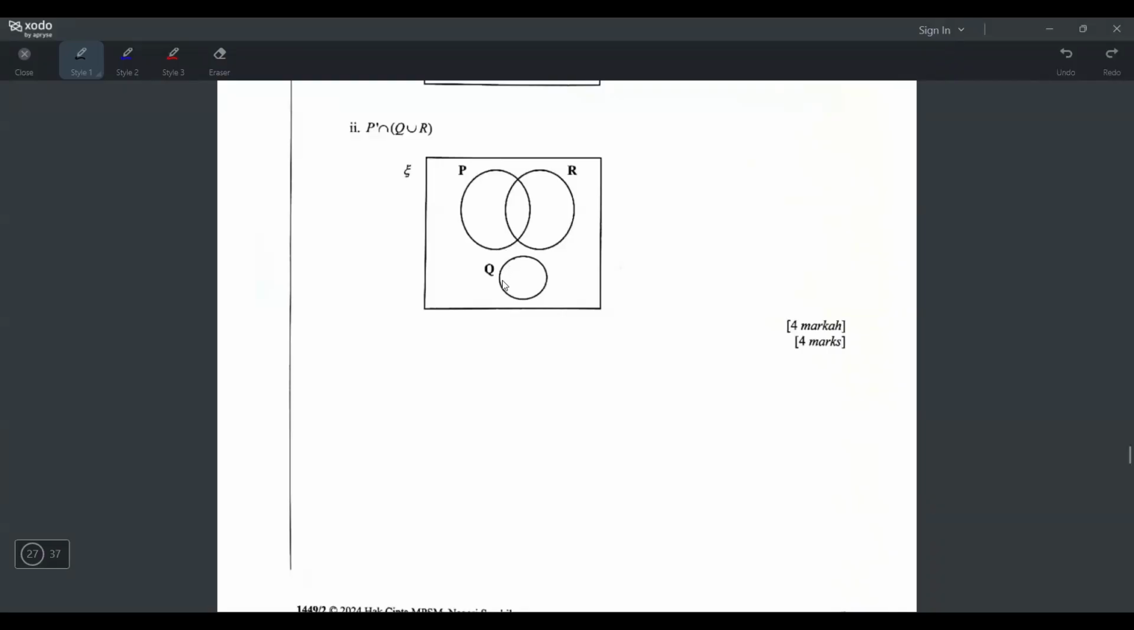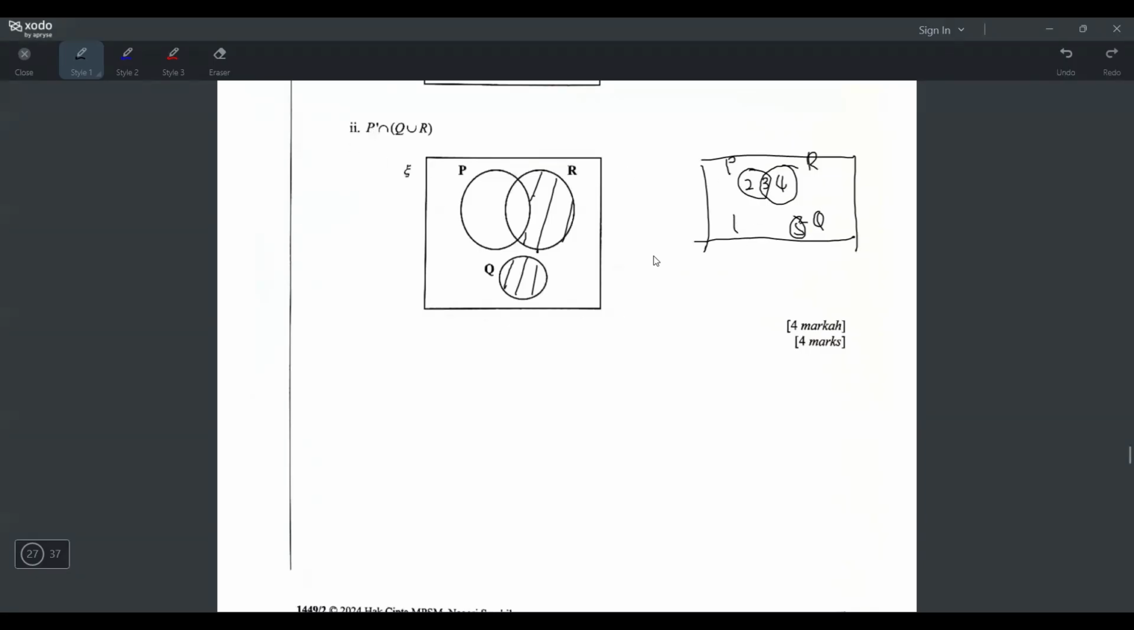So Q union R is here and here, right? But you have to intersect with P complement. So I think the answer will be left with here and here, right? If I explain like this, not everyone can understand, only the strong students can understand. So let me explain using the method. If you cannot do it fast, then you do it like this. So this is P, this is R, this is Q. You start labeling 1, 2, 3, 4, 5.